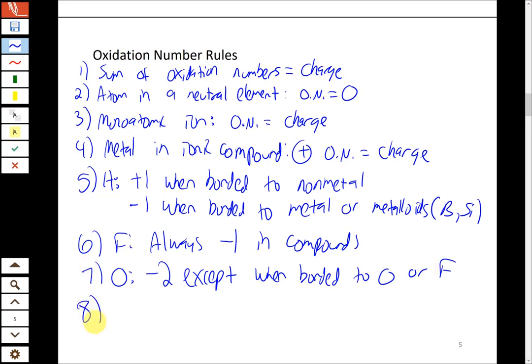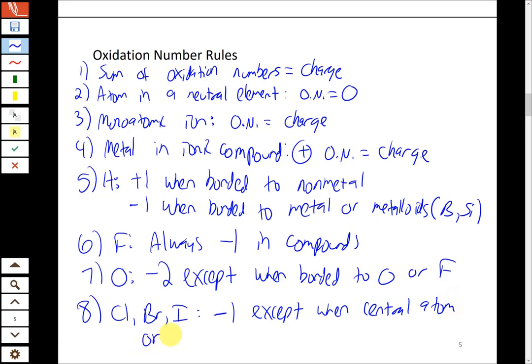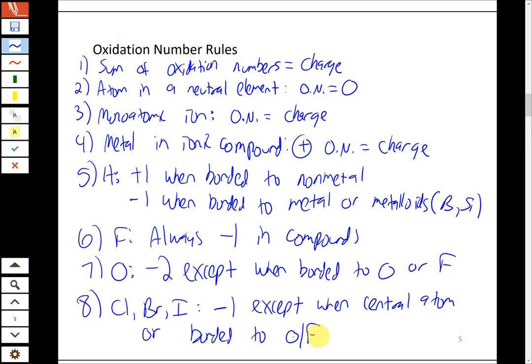And then finally, the last rule that's worth covering is that if we have other halogens besides fluorine, these are usually going to also be -1, unless they're the central atom in the compound. So we have some compounds, especially polyatomic ions, that have halogen central atoms. In that case, their oxidation number can be something different, or if they're bonded to oxygen or fluorine. And usually when they are the central atom, they're bonded to oxygen or fluorine anyway, so this rule is kind of two ways of saying the same thing. So those are the rules for oxidation numbers.